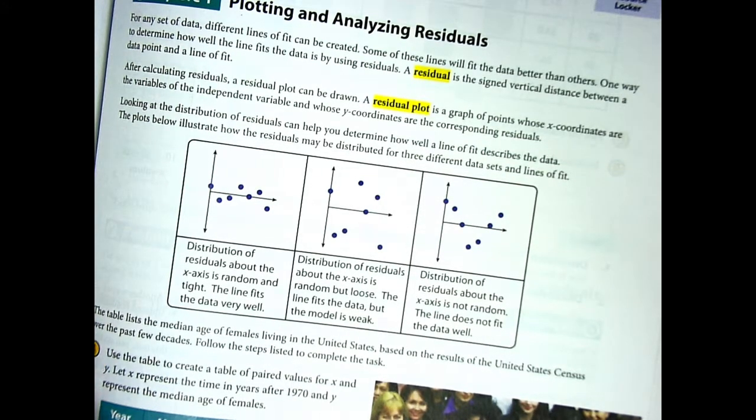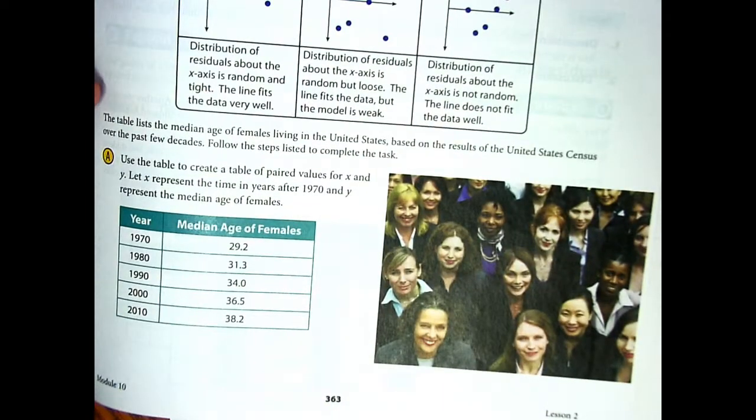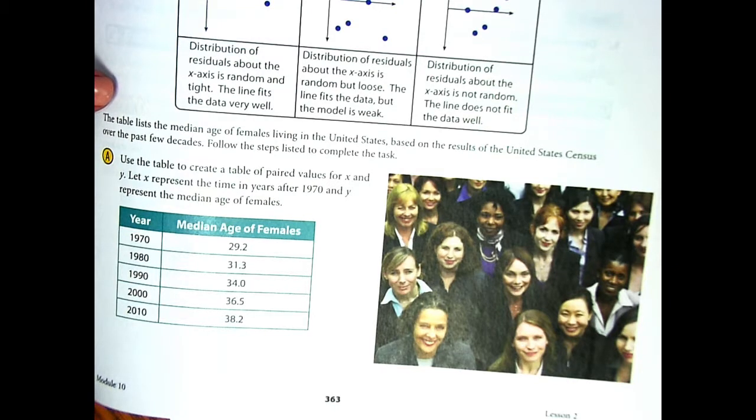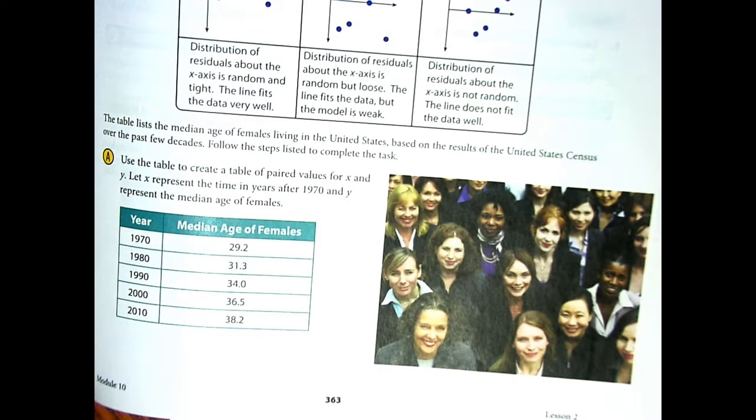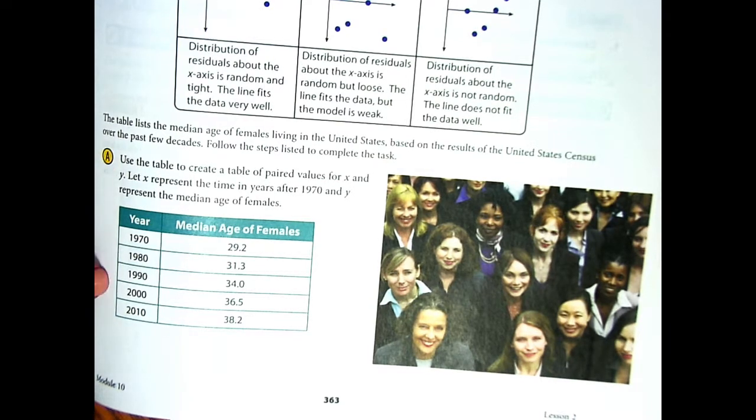The problem that we're going to use is down below. It says the table lists the median age of females living in the United States based on the results of the United States Census over the past few decades. Follow the steps listed to complete the task. A says use the table to create a table of paired values for x and y. Let x represent the time in years after 1970 and y represent the median age of females.